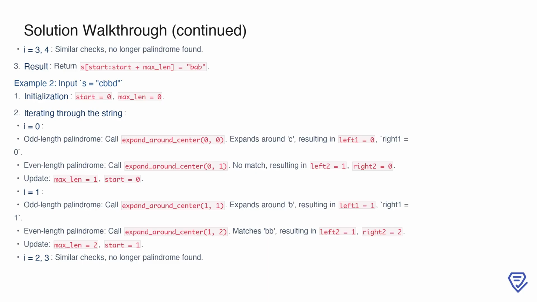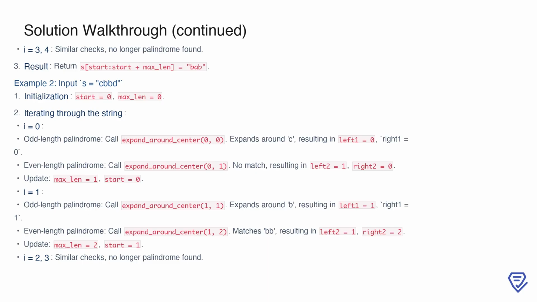Next, for i equals 1, the odd-length check with expand_around_center(1, 1) expands around b, resulting in left1 equals 1 and right1 equals 1. The even-length check with expand_around_center(1, 2) matches the substring bb, with left2 equals 1 and right2 equals 2. Here, we update max_len to 2 and start to 1.